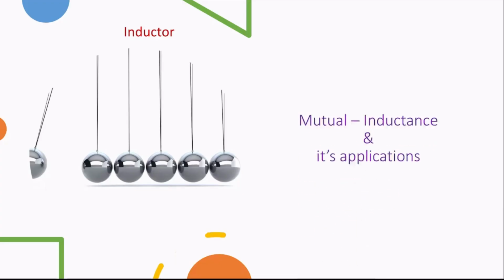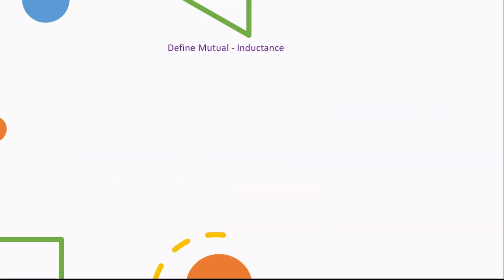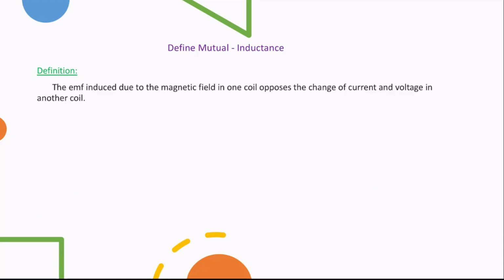Today in this video, let us learn about what is meant by mutual inductance and its applications. Now moving on to the topic, first let us see how we can define the mutual inductance. The EMF induced due to the magnetic field in one coil which opposes the change of current and the voltage in the other coil is defined as the mutual inductance.